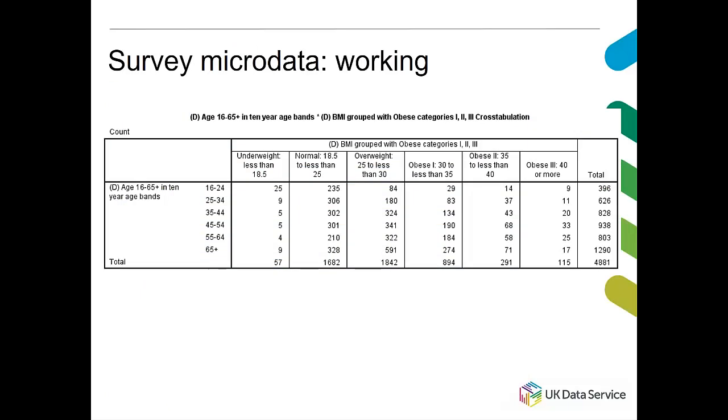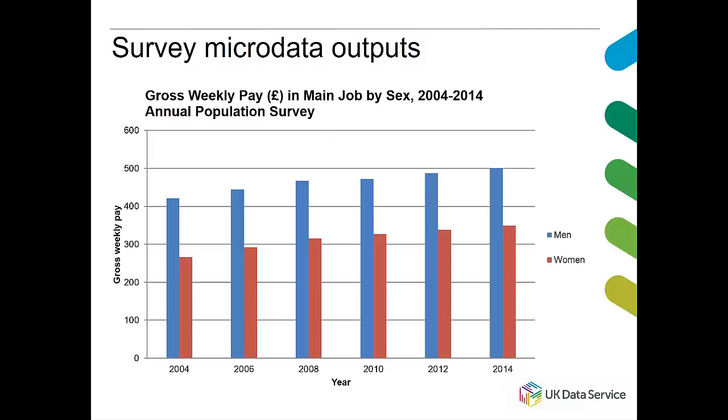And you can produce all sorts of different outputs from that. So you might want to do a simple cross-tabulation to have a look at how BMI varies across different age groups. You might want to do another comparison, but present it in a graph just to make it more visually appealing. So here we can compare gross weekly pay between men and women, for example. And these are very simple to produce, but they can be extremely effective. As you can see here, over the 10-year period, men consistently have a higher gross weekly pay.